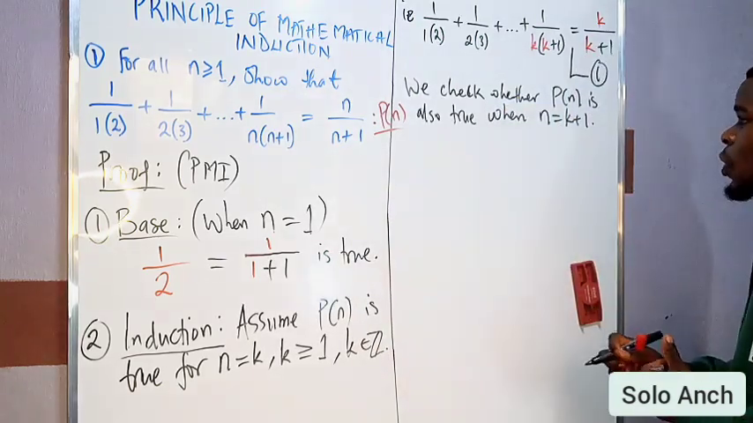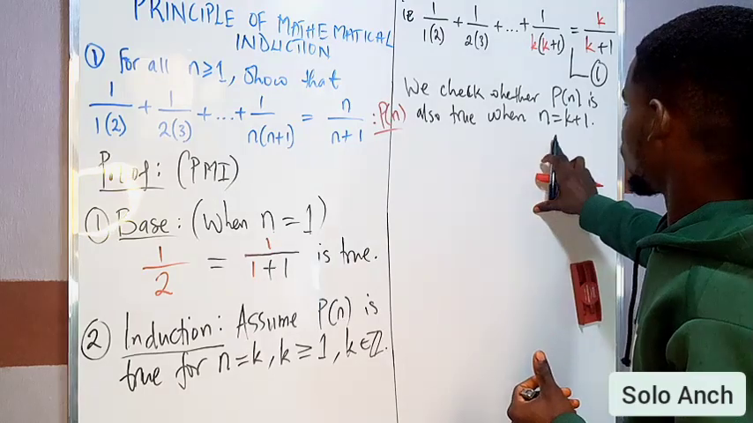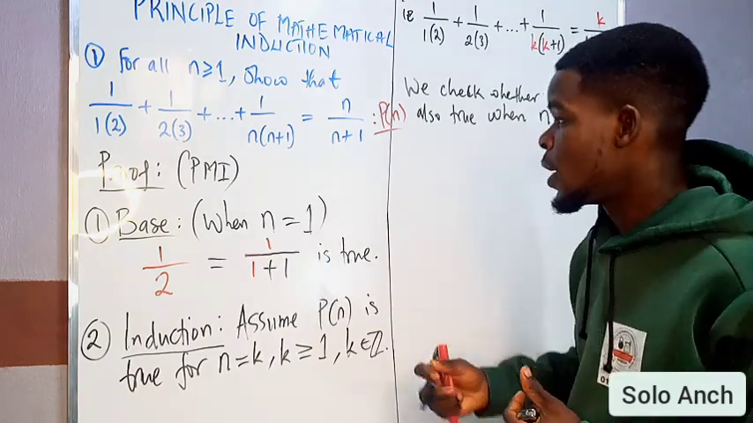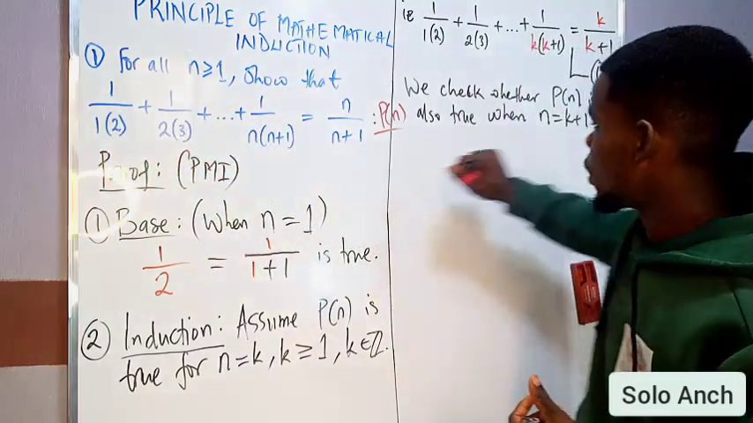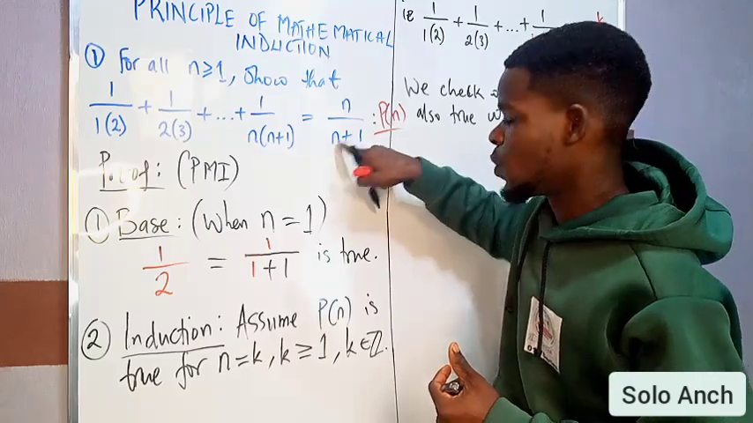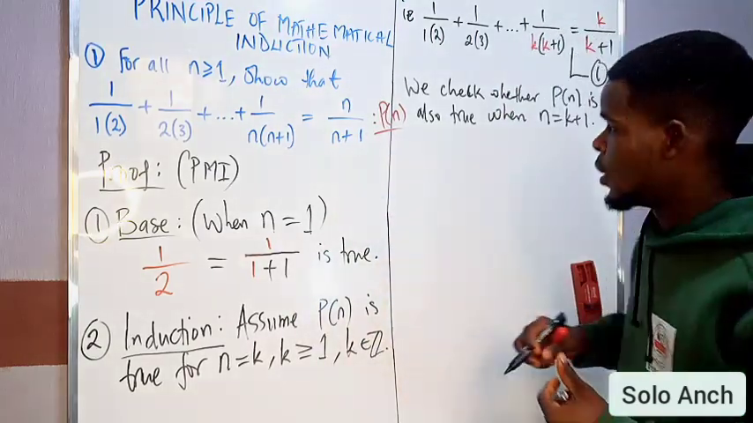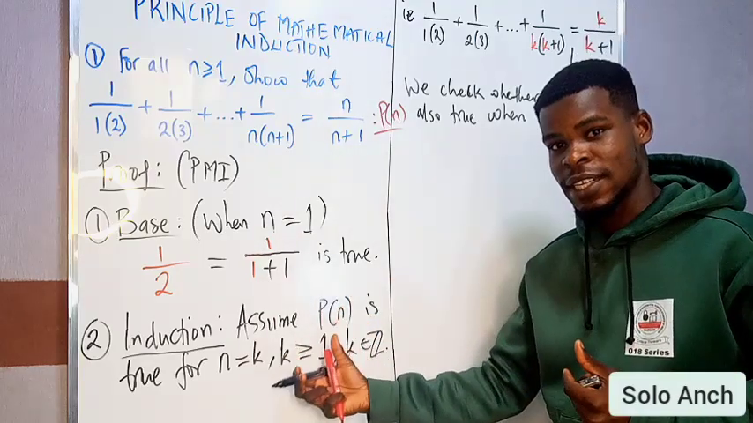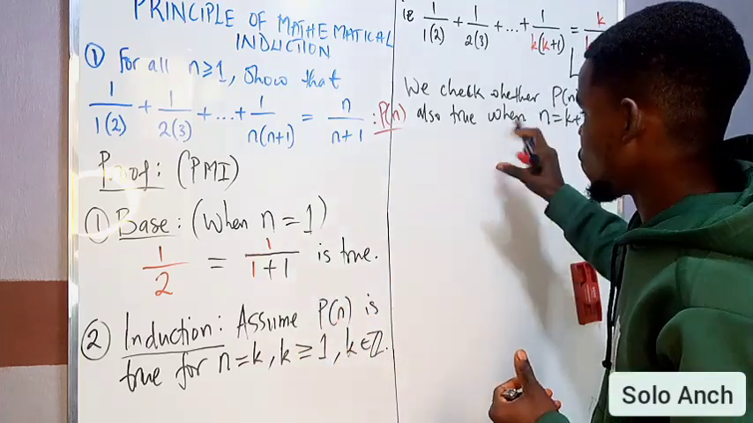The successor of a whole number is the next whole number. Good. So we check whether this is true for n plus 1. That is, we want to check if when we add the first k plus 1 terms, we are going to get k plus 1 divided by k plus 1 plus 1. Okay, so let's see. We'll be making use of this, given that this is true. We want to check if this is true.